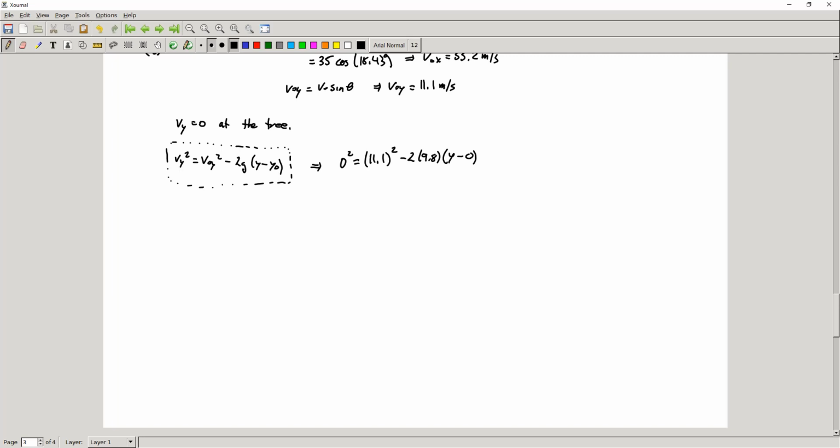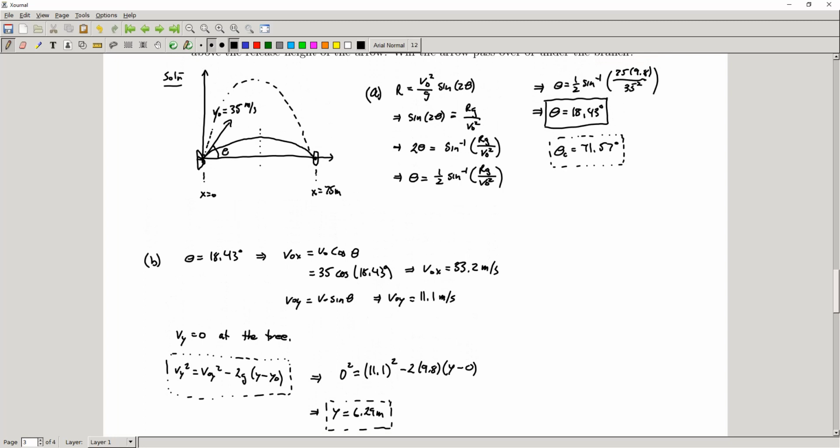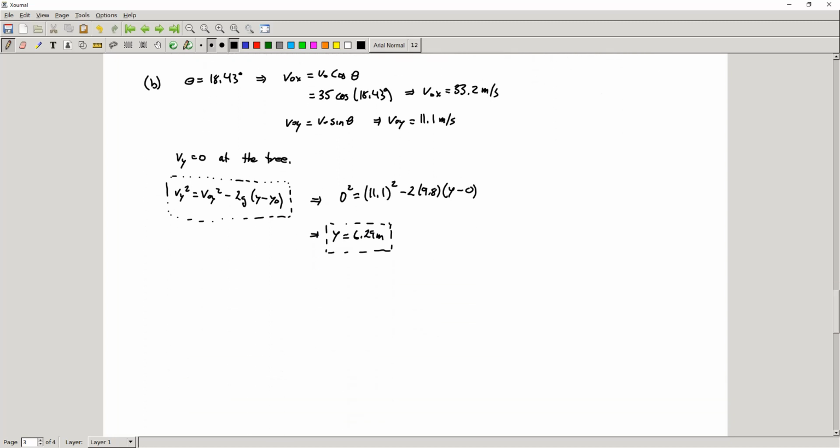At this point, it's just a simple matter of isolating y. So I won't do all the algebra here, but basically what we end up finding is that y is going to be equal to 6.29 meters. And we're told that the branch of the tree is at 3.5 meters. So even if we choose our low launch angle, our theta of 18.43 degrees, the arrow is going to pass over the branch. So the answer here is the arrow goes over the branch, right? And this would also be true if we selected our higher launch angle. And so that would constitute an answer to this problem.